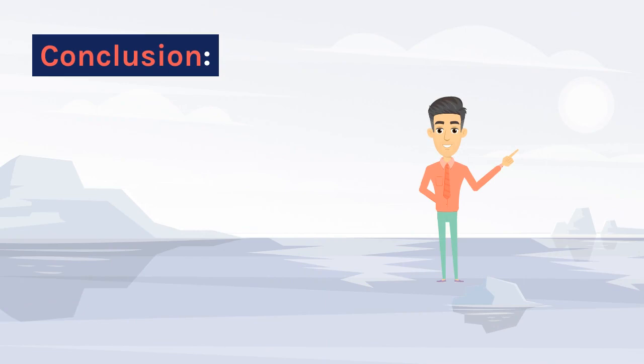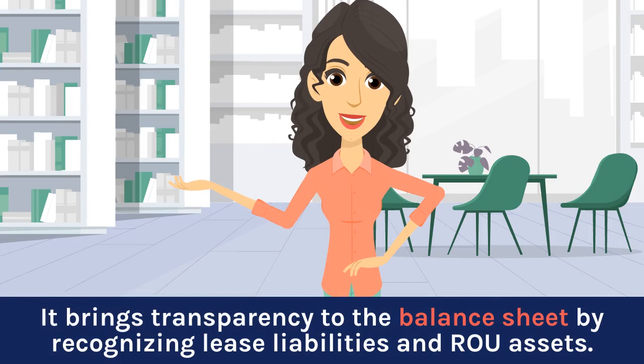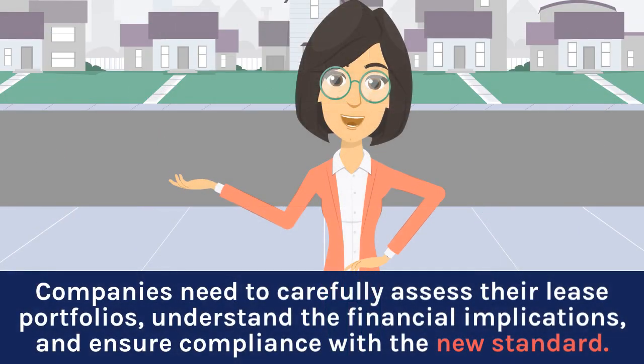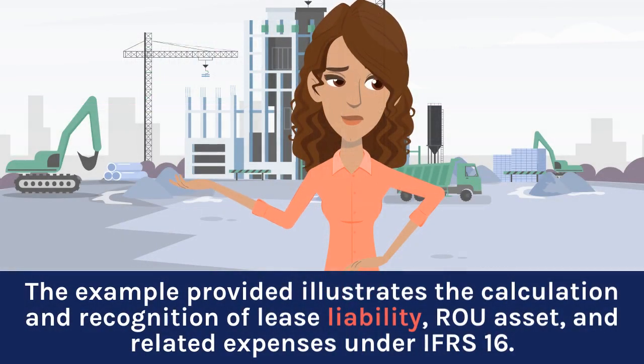Conclusion. IFRS 16 has a substantial impact on how lessees account for leases. It brings transparency to the balance sheet by recognizing lease liabilities and ROU assets. Companies need to carefully assess their lease portfolios, understand the financial implications, and ensure compliance with the new standard. The example provided illustrates the calculation and recognition of lease liability, ROU asset, and related expenses under IFRS 16.